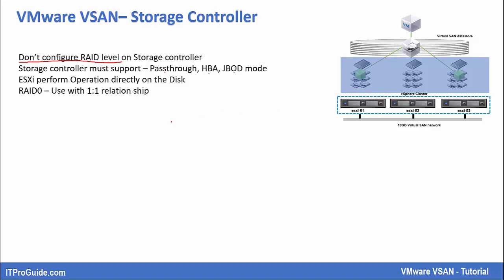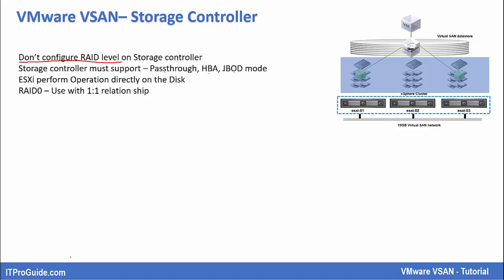If your existing servers don't support pass-through, HBA or JBOD mode, then you can configure RAID 0, but you have to make sure you keep a 1:1 relationship, which means you need to create a RAID 0 for each single storage device. For example, if you have 5 hard disks, then you need to create 5 RAID 0 configurations. Because if you configure a RAID level, for example RAID 1 or RAID 5, then it will appear as a single disk to VMware vSAN. So there is no advantage in doing it that way.